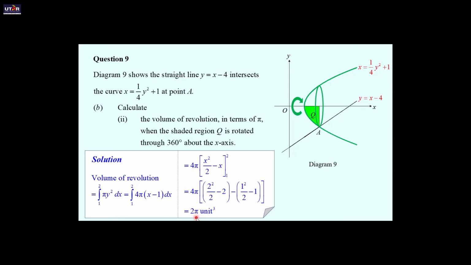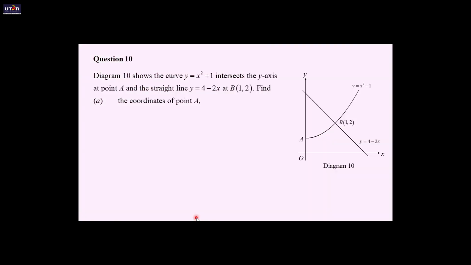We will continue to the last question, question 10. In this question, diagram 10 shows the curve y is equal to x squared plus 1. This is the curve. It intersects the y-axis at point A. So point A is the y-intercept of the curve. And also the straight line y is equal to 4 minus 2x at point B.